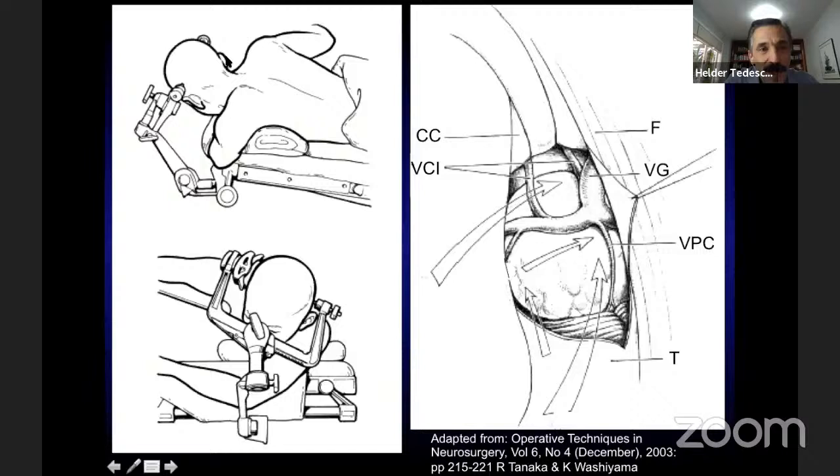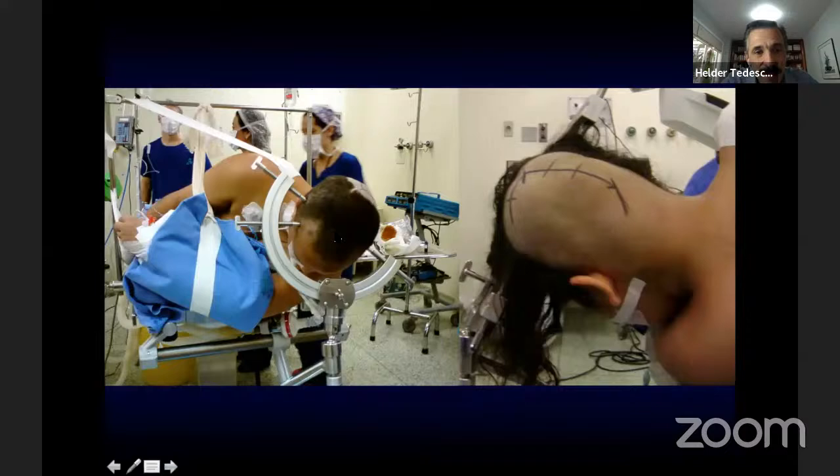Because when you do this and you do not flex too much the head, the anterior part of the cerebellum will not fall on top of the pineal region. So if you flex too much the head, the cerebellum will come all the way up and be on top of your surgical exposure. So make sure that the head is tilted and the neck is not too much flexed. This is very important. So this is the positioning.